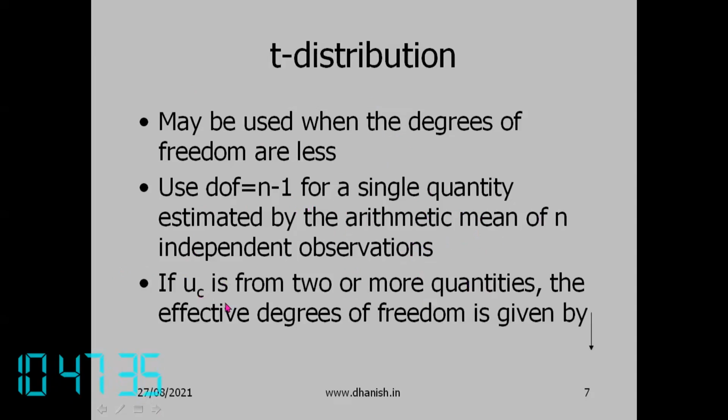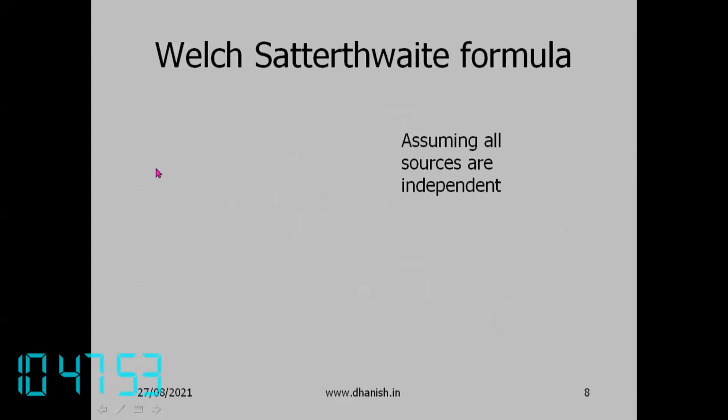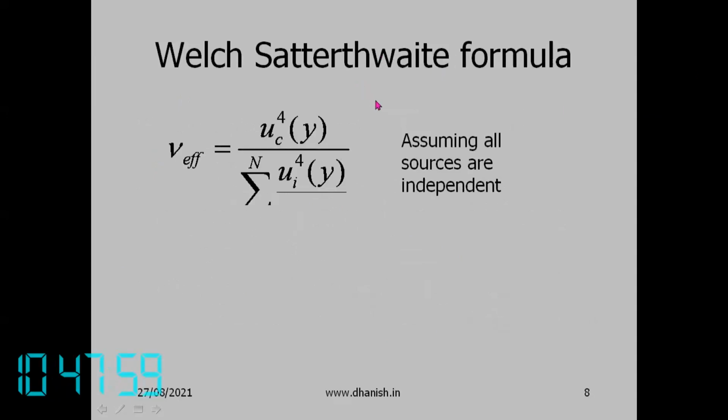Then if uc, that is the combined standard uncertainty, is obtained from 2 or more quantities, so you are having several sources of uncertainty, then the effective degrees of freedom is given by the Welch-Satterthwaite formula. Nu effective equals the combined standard uncertainty raised to 4, divided by the uncertainty of y due to the ith input quantity raised to 4 divided by nu i, summed over i equal to 1 to n.